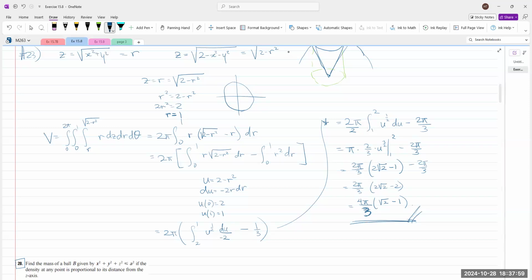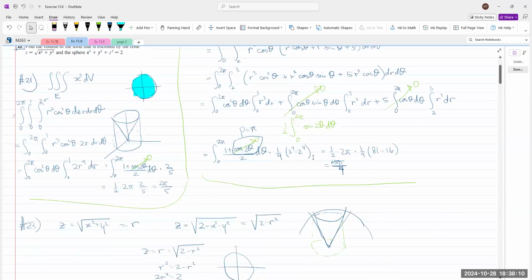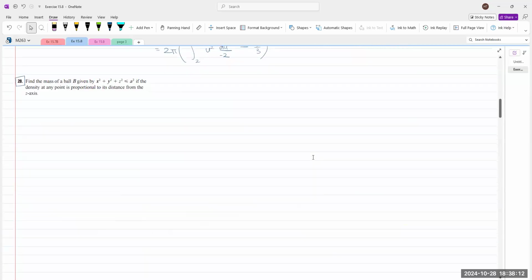I think number 28 will be the last one. At the same time, you will see there's nothing really new here, except that when we project it on the XY plane, we make it into polar. Okay, number 28. Find the mass of the ball B.